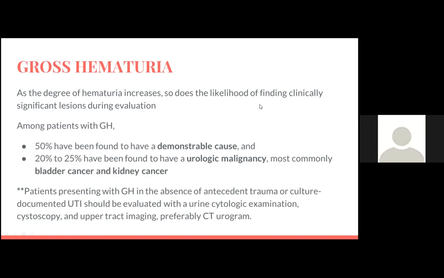For gross hematuria, as the degree of hematuria increases, so does the likelihood of finding clinically significant lesions during evaluation. Among patients, 50% have been found to have a demonstrable cause, and 20 to 25% have been found to have a urologic malignancy, most commonly bladder and kidney cancer. Patients presenting with gross hematuria in the absence of antecedent trauma or a culture-documented UTI should be evaluated with urine cytologic examination, cystoscopy, and upper tract imaging, preferably CT urogram.